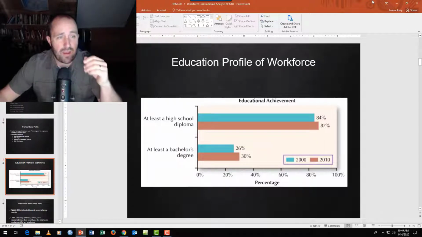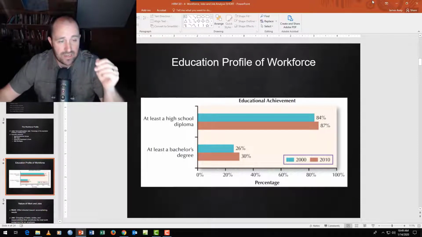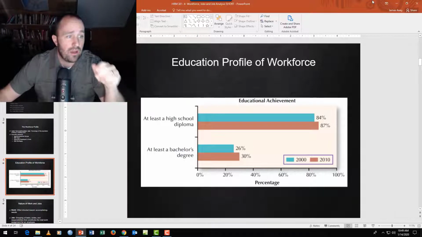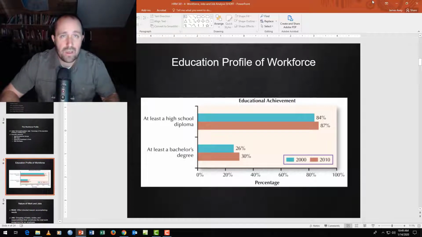From an education perspective, you can see about 87% in 2010. You can see we got a decade split here on the data. 87% have at least a high school diploma, and about 30% or so, generally considered about a third of people, have an undergraduate degree. So if you are staffing for a job, you can look out there and say, how many people do we need with undergraduate degrees?